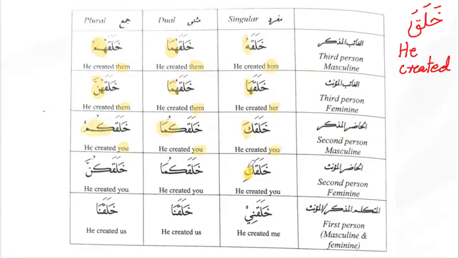Now, khalaqaki. What is this ki referring to? One female. Very good. You female. Khalaqakuma. He created you two. Khalaqakunna. Kunna. He created you again. But this is referring to you all females.